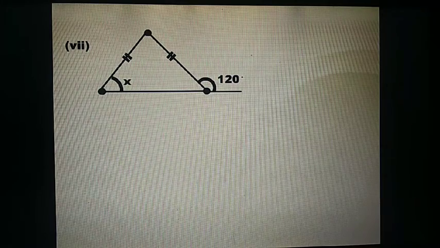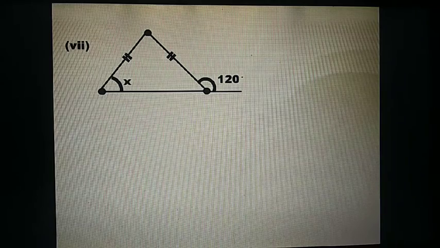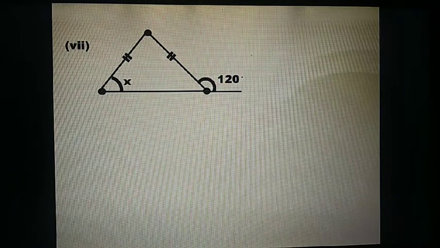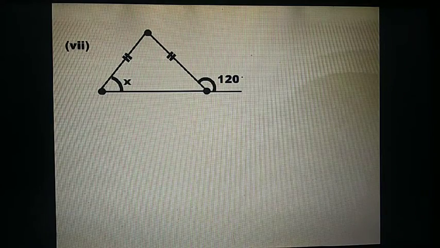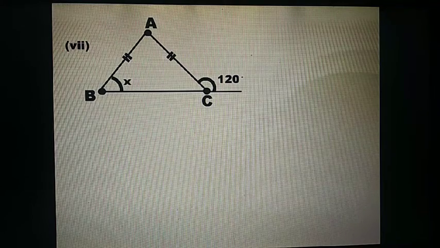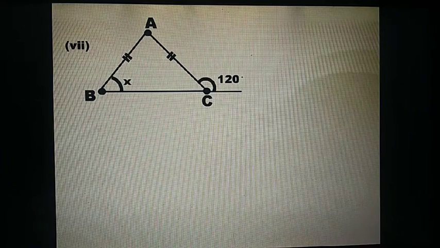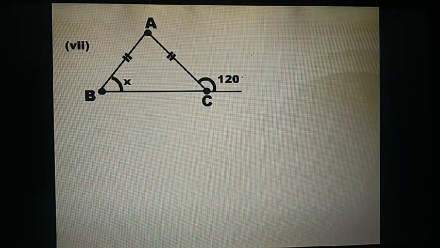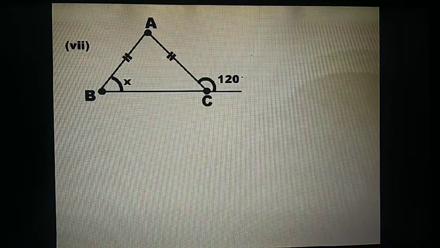Here you can see there is an exterior angle given to you. So the first thing you can do here is first consider the isosceles property. As AB and AC are equal, the two angles forming the base angles are, one is angle B, and the second one you will name as angle C, because at point C you can see there are two angles.